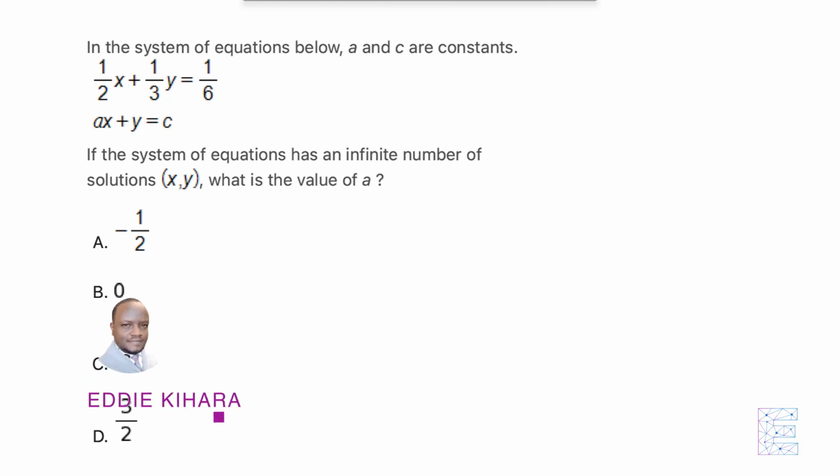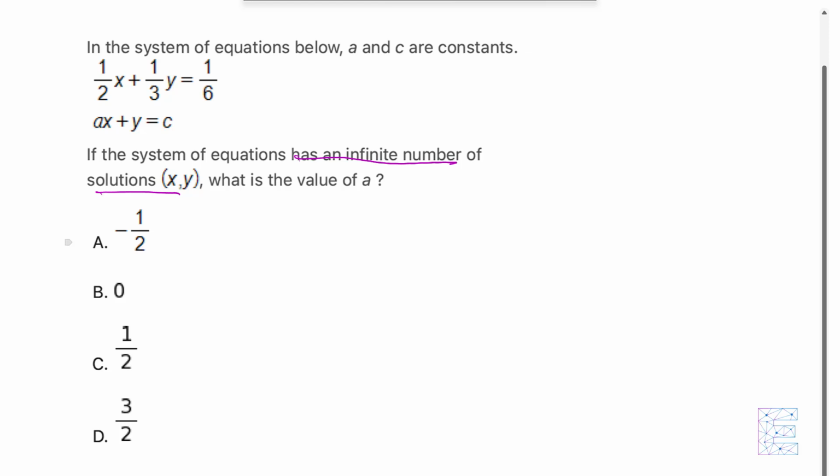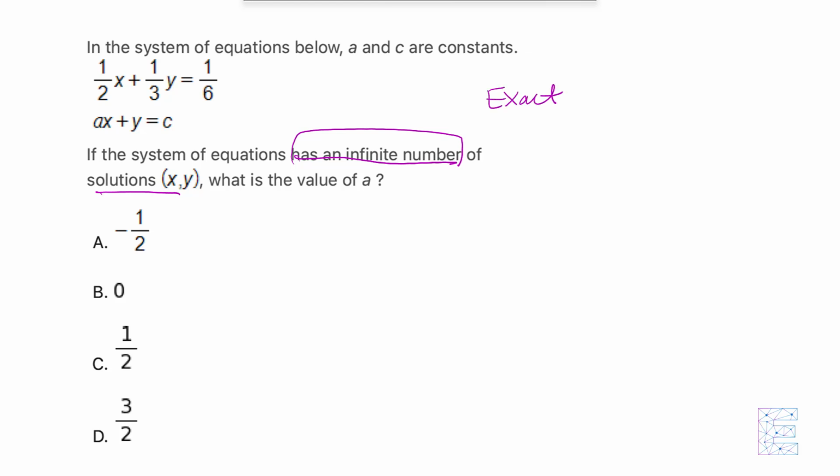In the system of equations below, a and c are constants. If the system of equations has an infinite number of solutions, what is the value of a? Quick reminder, if you have an infinite number of solutions, it means you have the same exact equation, meaning you have the same slope and the same exact y-intercept.